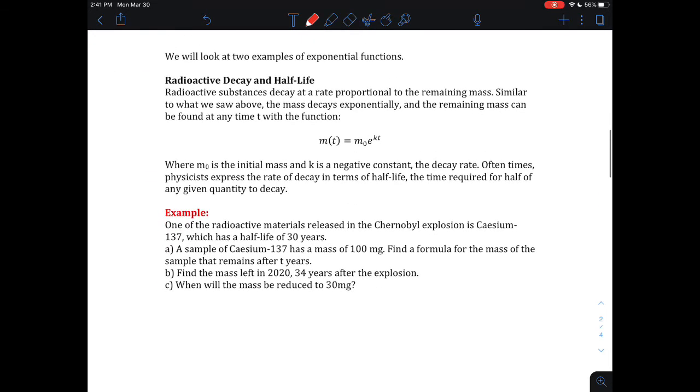So first, radioactive decay and half-life. Radioactive substances decay at a rate proportional to the remaining mass. Similar to what we saw above, the mass decays exponentially, and the remaining mass can be found at any time t with the function m for mass, m of t equals m sub 0 e to the kt, where m sub 0 is the initial mass, what we started with, and k is a negative constant. That's our decay rate. Oftentimes, physicists express the rate of decay in terms of half-life, the time required for half of any given quantity to decay.